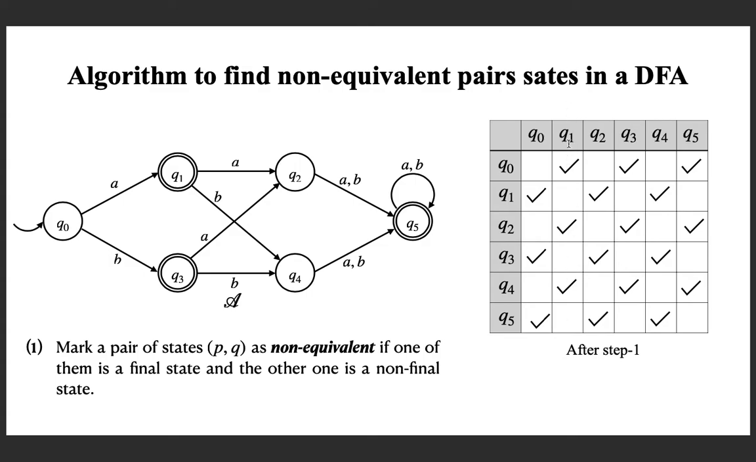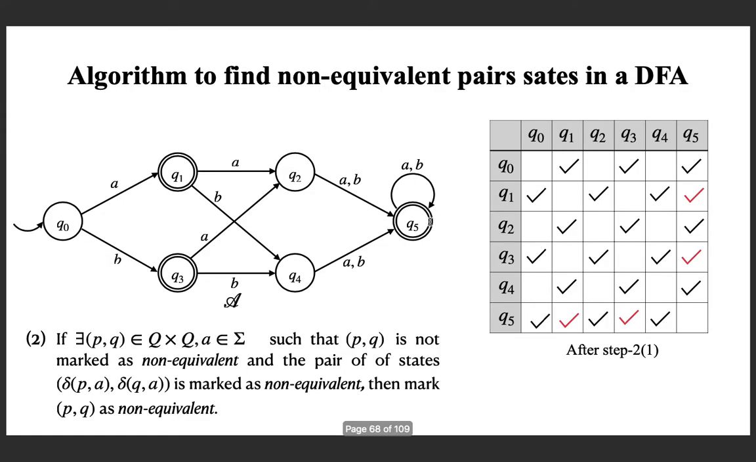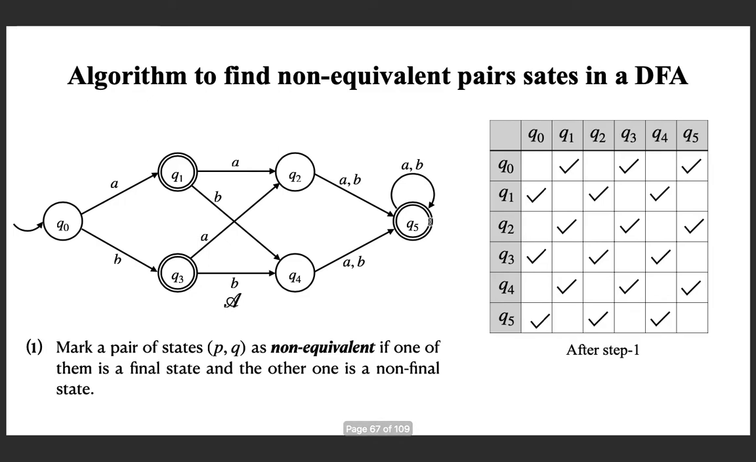Okay. But we can see that maybe Q0, Q5. Now suppose you are in Q1, Q5. For A, where are you going? From Q1 you are going into Q2. And from Q5 you are going back to Q5 itself. So you are getting Q2, Q5. I think Q2, Q5 is marked here. Yes, Q2, Q5 is marked here. You can see that Q2, Q5 is a marked pair.